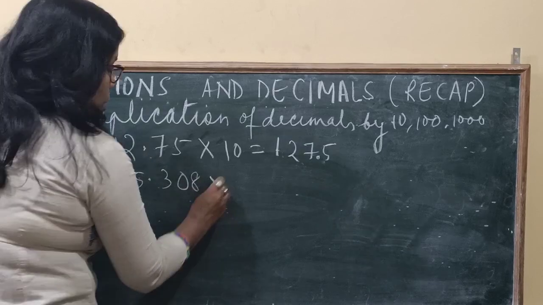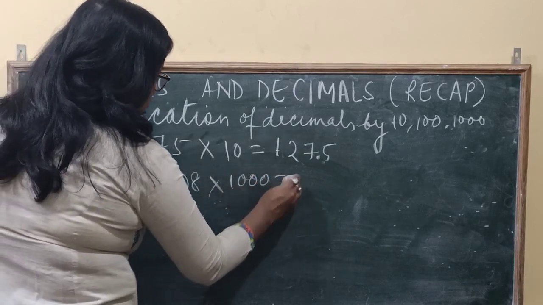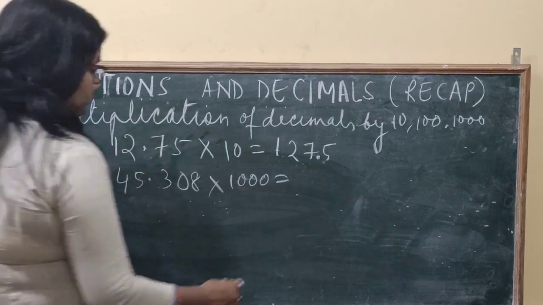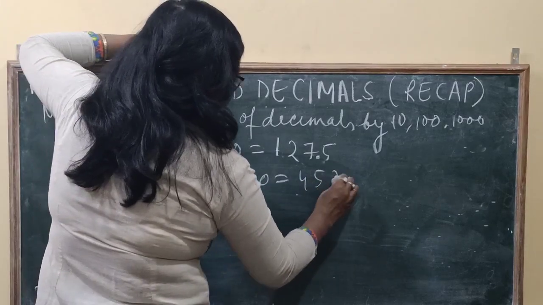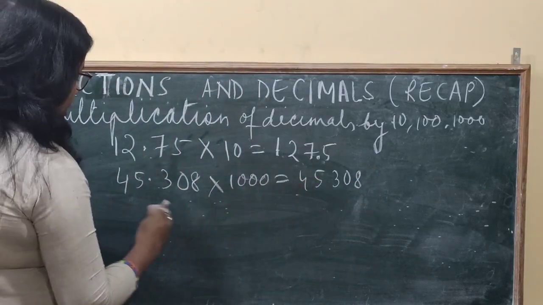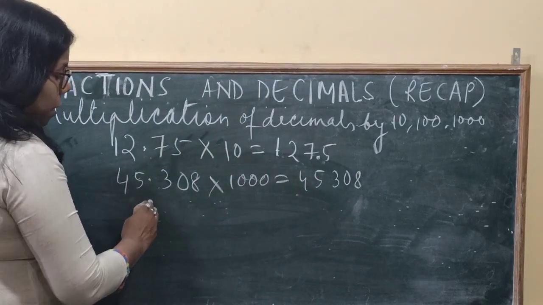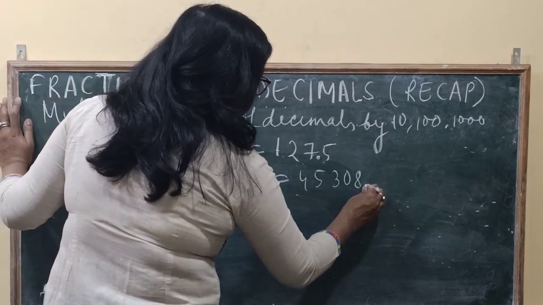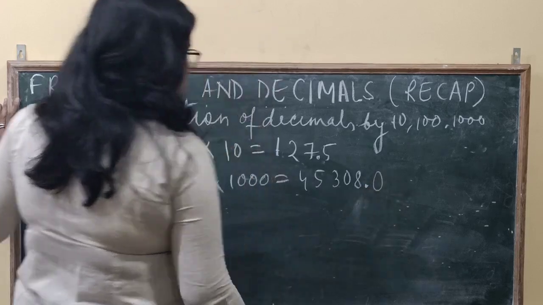45.308 multiplied by 1000. 1000 has 3 zeros. So we'll write the number as it is and count 3 places towards right. So shift this decimal 3 places, 1, 2 and 3. So we need to put it after 8 and put a 0 here.